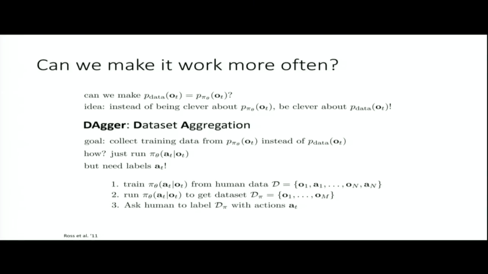Step 3, ask the human to look at all those observations and say what the action there should have been. If this sounds a little bit weird, it's because it kind of is a little weird. You have to have a person basically watching a movie and saying what the machine should have done, which in some cases is easy, in some cases is actually pretty hard. But that's what you have to do. You have to get your labels. And step 4 is you aggregate, meaning that you merge these two data sets. You take this now labeled data set d pi and your original data set d, and you merge them into your new complete data set d. And then you repeat. You go to step 1.